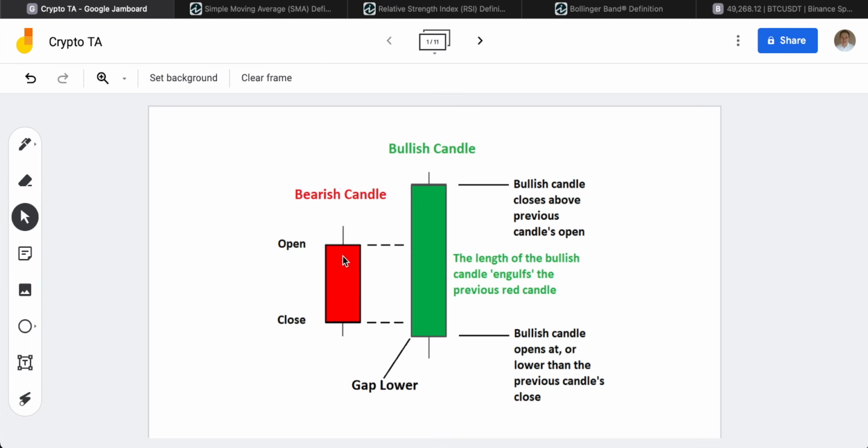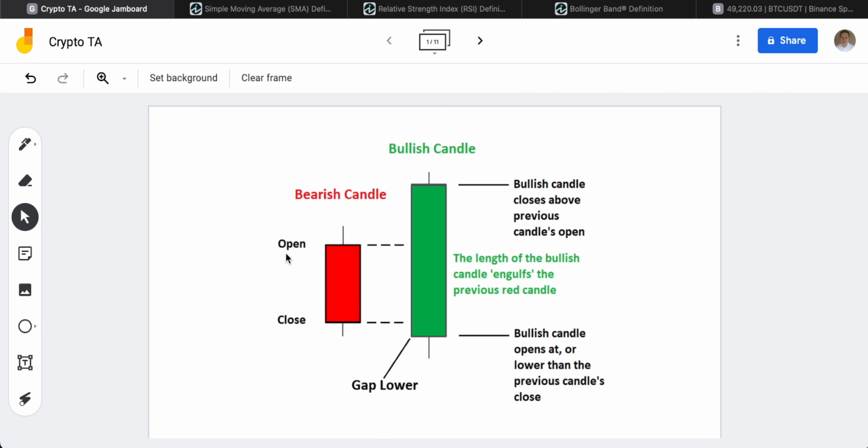Firstly, we have a red candle, red for down and green for up. So we know that if a candlestick is green, it means the price appreciated and went up during that time period. If the candlestick is red, it means the price actually fell during that time period. The candle in the middle, the colored in bit, tells you where the opening price was and the closing price was during that time period.